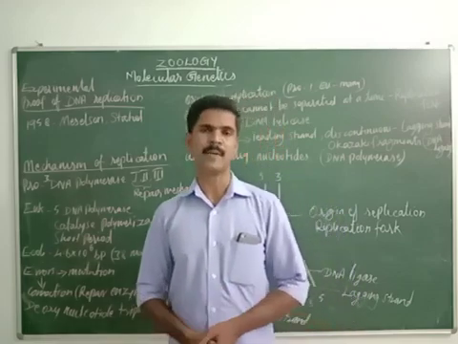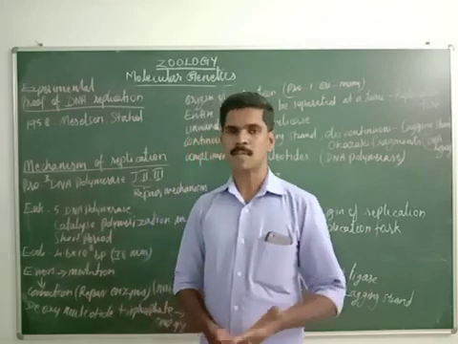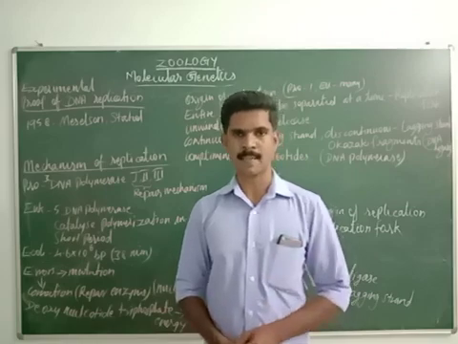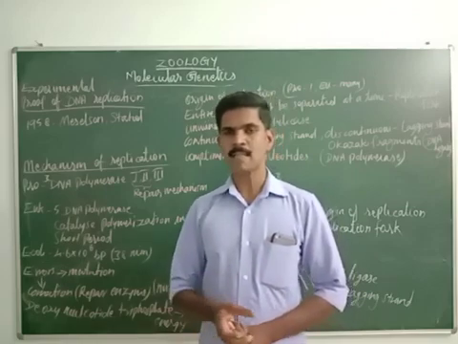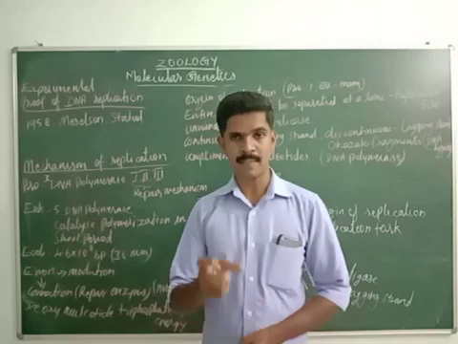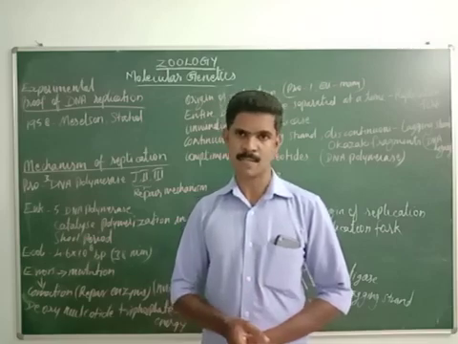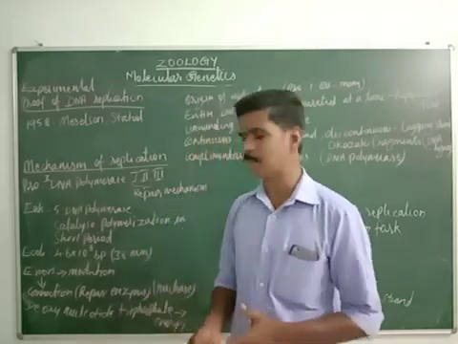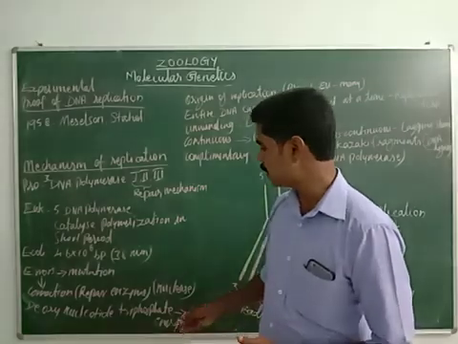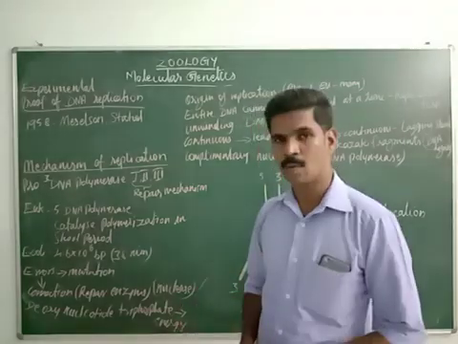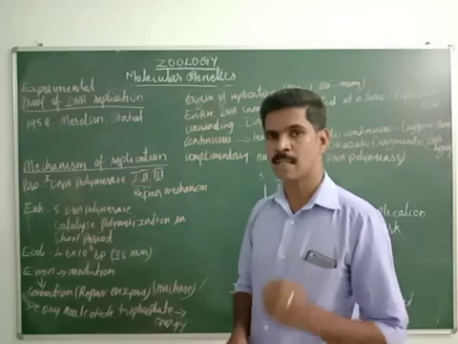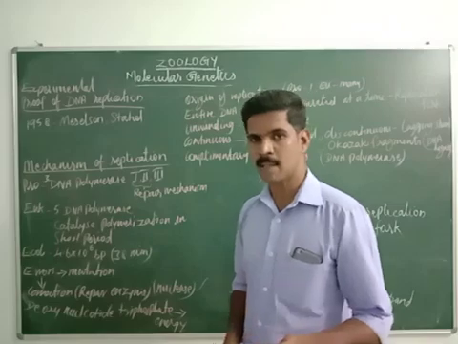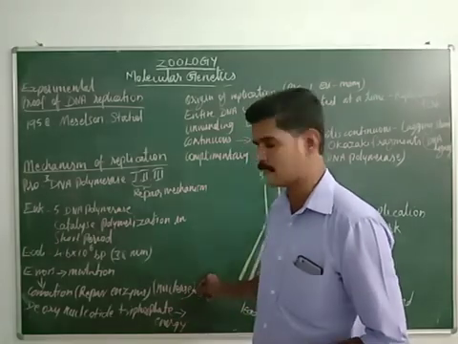Then, next point. When this replication process takes place inside a cell, sometimes some error can occur in the replication. If any error takes place in the replication process, it leads to mutation. But the error can be corrected by using some enzymes. The name of the enzyme is nuclease.